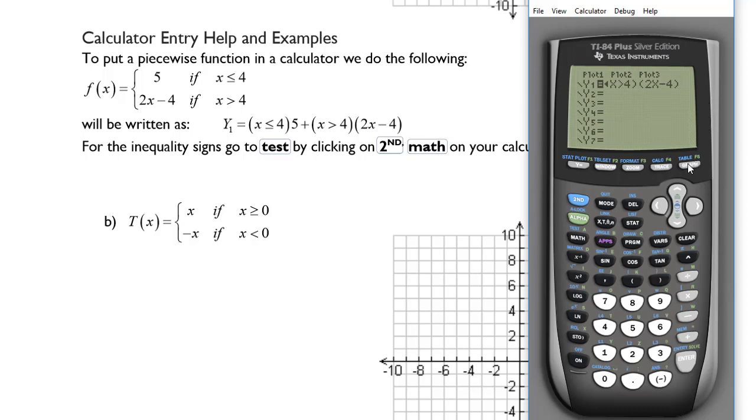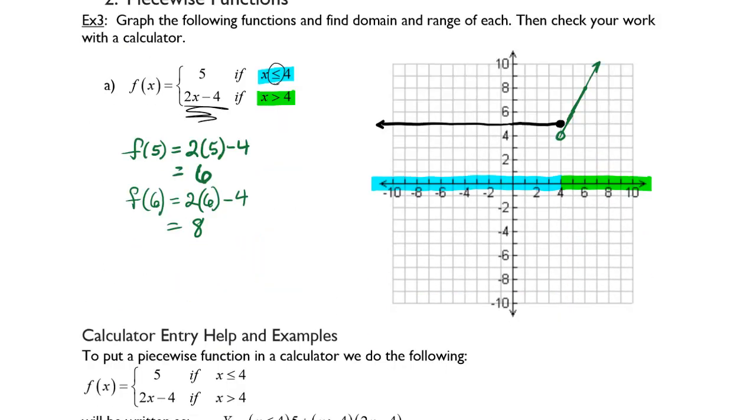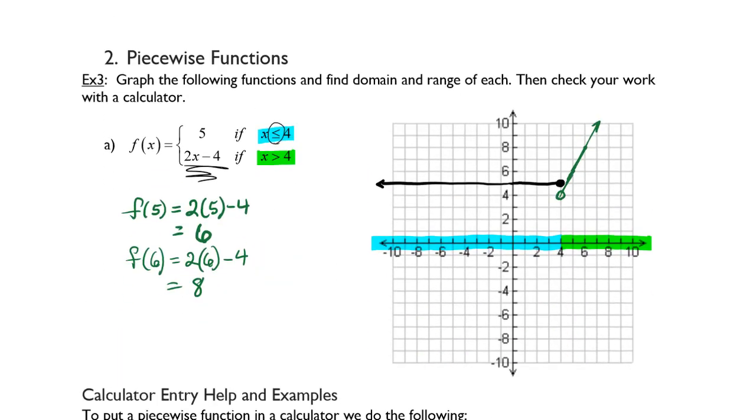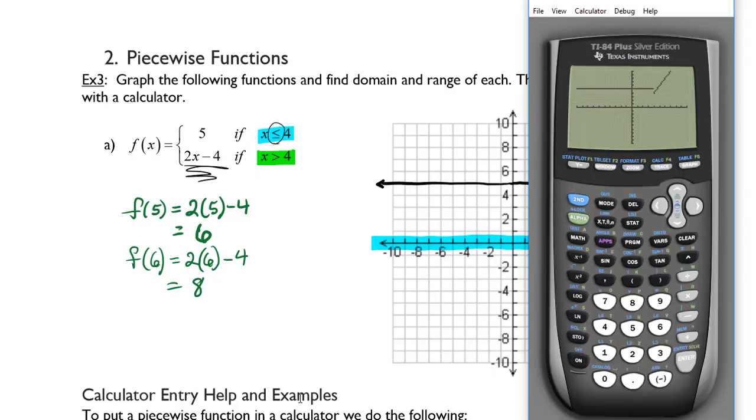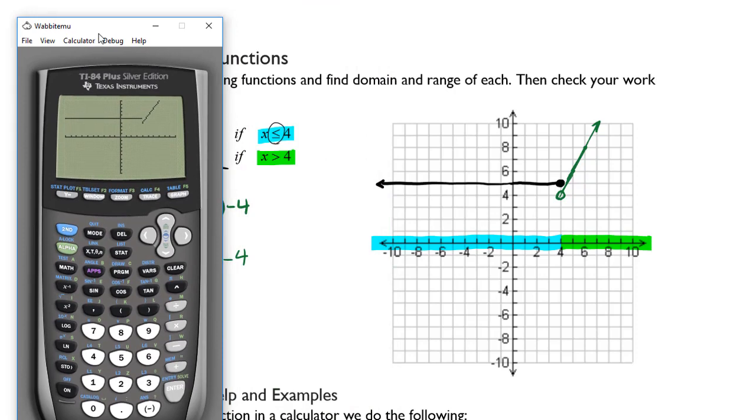Now, let's go ahead and hit the graph button up in the top right corner. And notice that it stops at 4, and then it continues on with this diagonal line. So I'll scroll up so that you can compare it to my sketch. It's not necessarily in color, but hopefully you can see how the two relate.